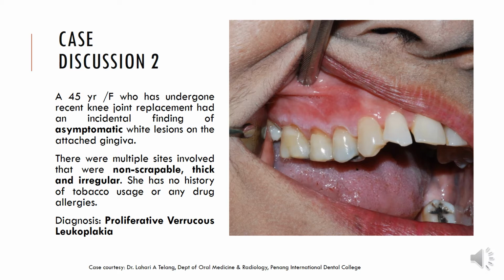In this patient, incidentally, there were other multiple sites also with non-scrapable, thick and irregular appearance of the mucosa, and the patient did not have any history of tobacco usage or any drug allergies. So when you're looking at a picture like this, multiple sites, white area, thick, keratinized, looking irregular, the provisional diagnosis of proliferative verrucous leukoplakia was thought of. And indeed, when we did the biopsy for her, she turned out to have severe dysplasia. And of course, the patient was kept on follow-up for a long duration, and all the white areas were excised.